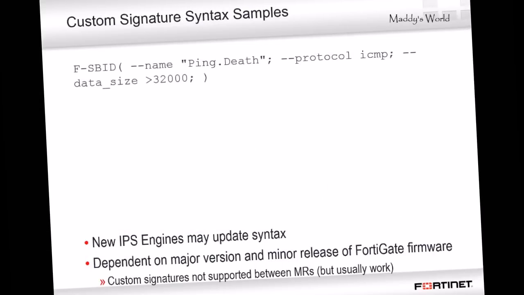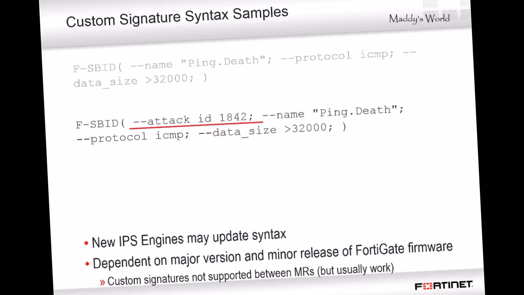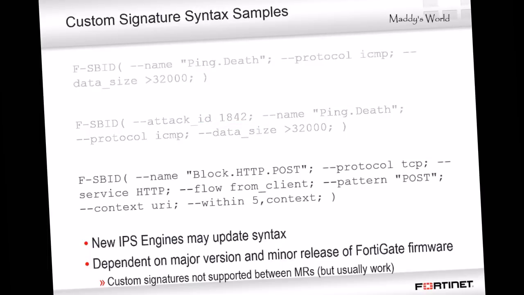Here is a sample custom signature called ping.death. It searches for ICMP traffic that exceeds about 32 kilobytes. After you create and save the signature, FortiGate will automatically add an attack ID, so don't include it when you enter the signature. Next is a signature for HTTP.